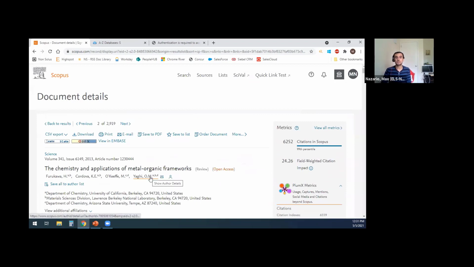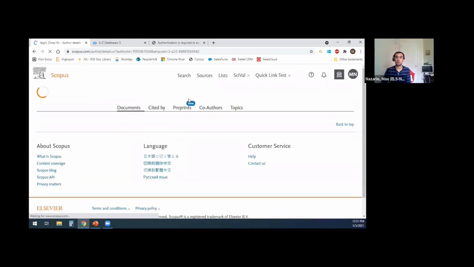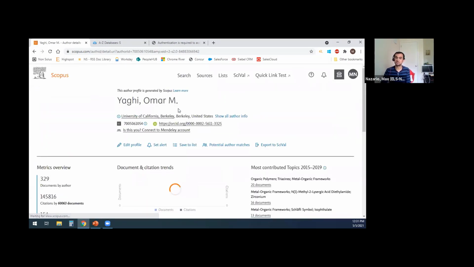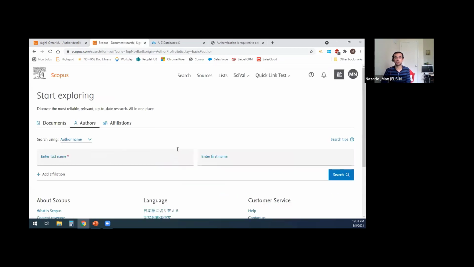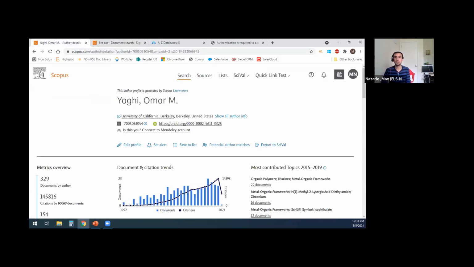Whenever you are in Scopus, you always have the option to click an author's name. Alternatively, if you want to view a specific author rather than going a roundabout way, starting from a document or another page, you can also, again from search, search by author, and you can search for a specific person.